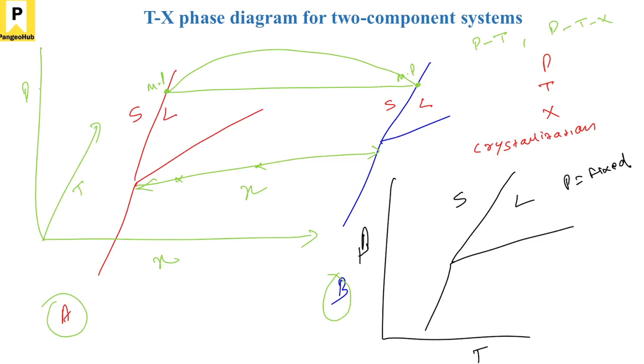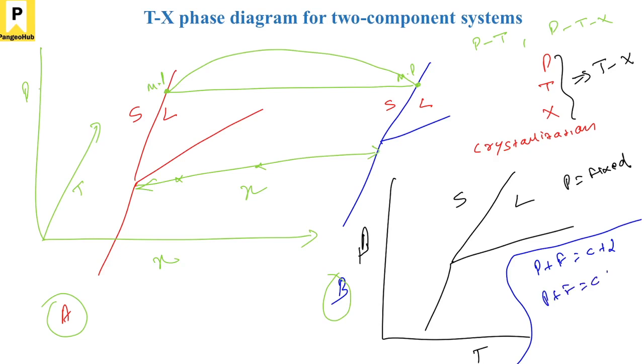P fixed. So in that case, what will happen? We will be constructing what kind of diagrams? We'll be constructing TX diagrams. And in that case, what will happen to the phase rule that we were applying to find out the degrees of freedom and coexisting phases at a point? That was P plus F equals C plus 2, the normal phase rule. Now as we have fixed pressure, this 2 will reduce to 1. So P plus F becomes C plus 1. This is known as the reduced phase rule.